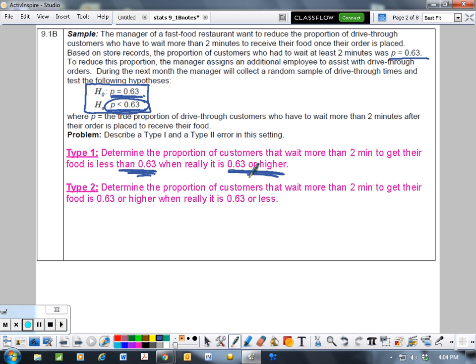Now a type 2 error is going to be the opposite. We're going to fail to reject, which means that we assume there is no change. So we determine there's no change, the same amount of people wait 2 minutes to get their food, but really it is less. And what's the consequence of that? Well, that person may get fired because they were hired to make things go faster, and they actually are making things go faster, but we don't have evidence of that. And so the poor guy loses their job.